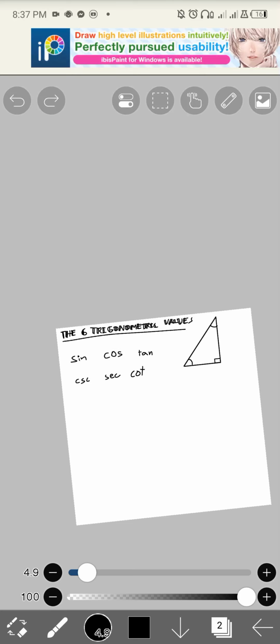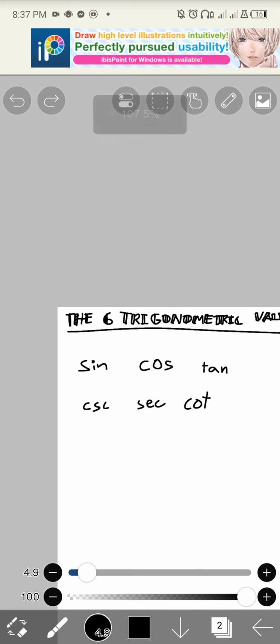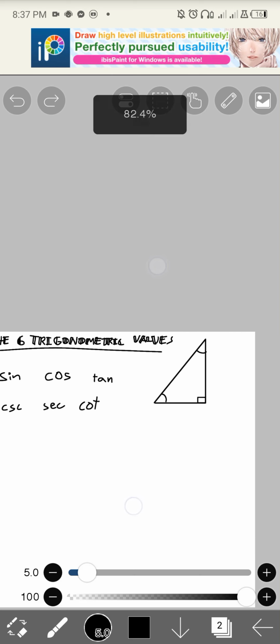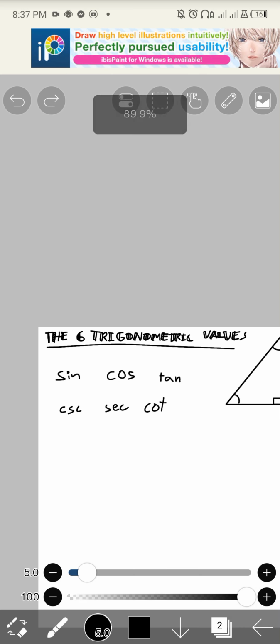Hello again. So, panibagong quarter, panibagong lesson sad. So, currently, nasa quarter 4, lesson 1, 6 trigonometric values. The 6 trigonometric values is used sa right triangles, as I remember. I'm gonna teach you sa how to get all 6 of them.